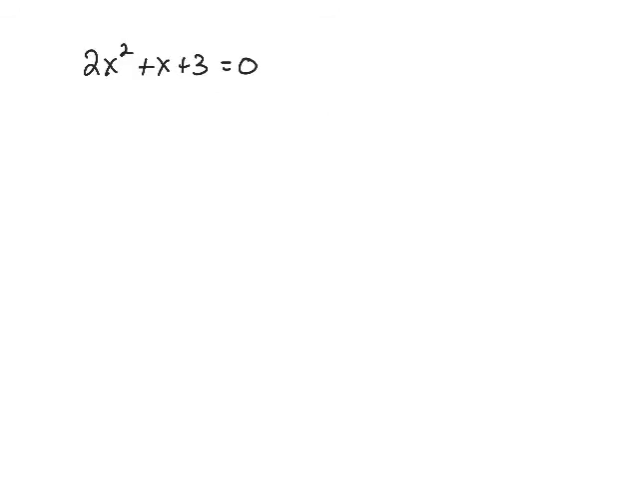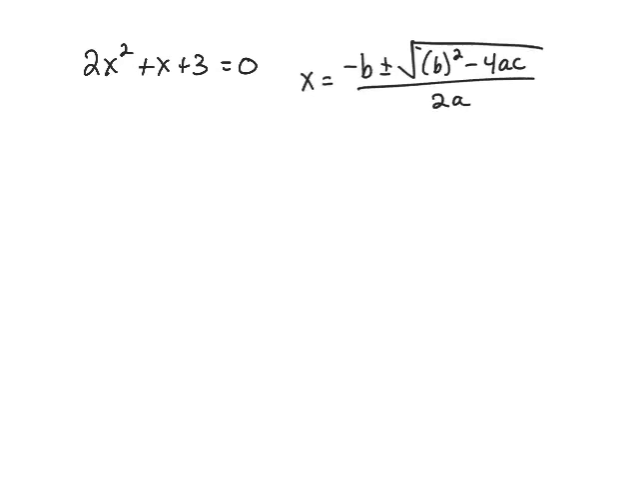Finally, I'm going to torture myself with the quadratic formula for this one. Remember the quadratic formula, and this is a formula you might remember the rest of your life because I know I have. Negative b plus or minus the square root of b squared minus 4ac all over 2a. A is 2, b is 1, c is 3.